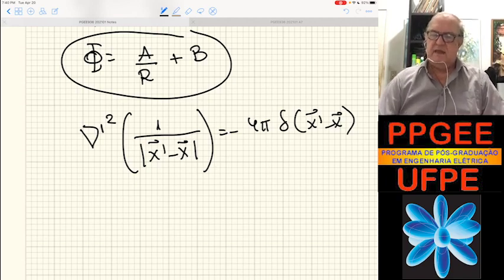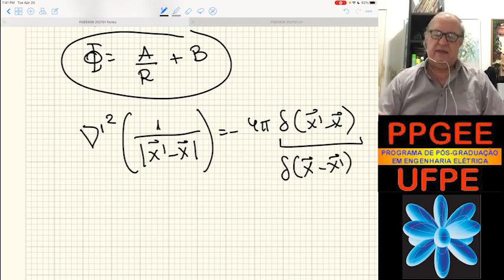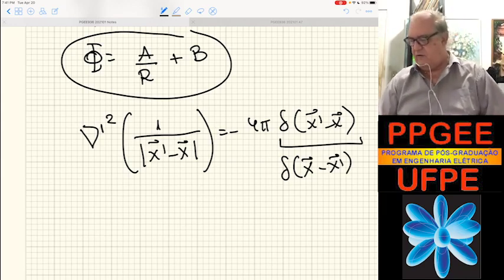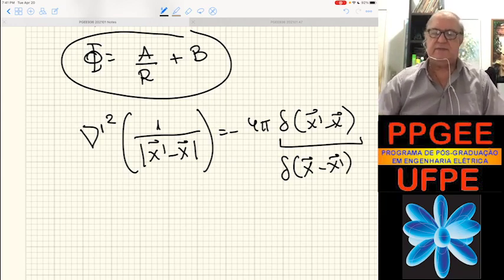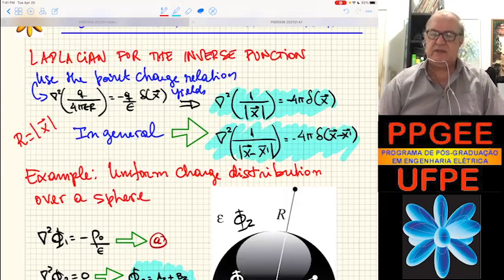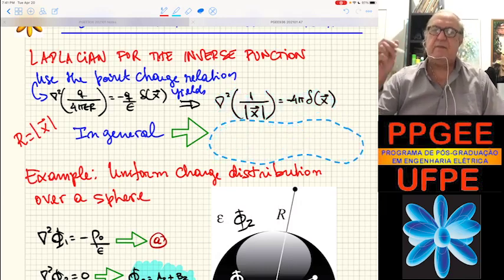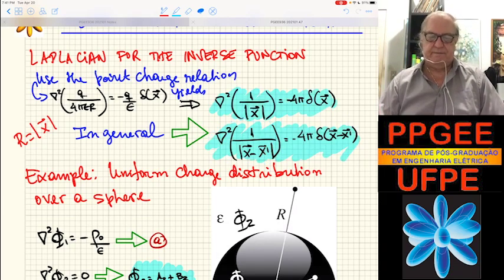Notice that the delta function is always an even function. This is also delta of x minus x prime. So we can use whatever form of the Laplacian of the inverse function. It's not difficult to do, but we now have to always use this result. We're going to employ this for Green's function definitions. We're going to use that property.